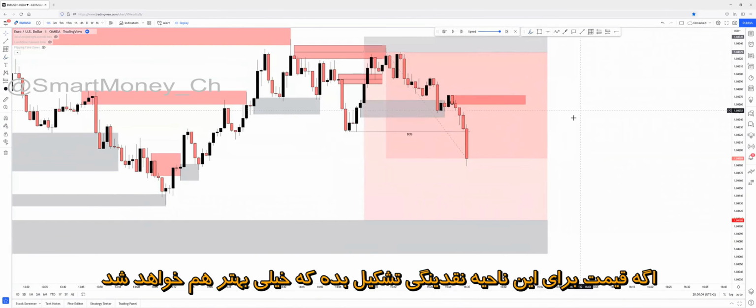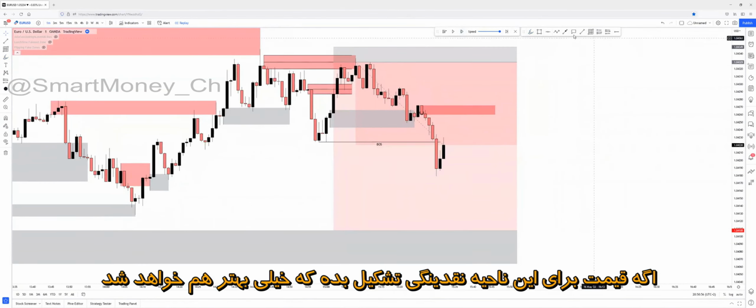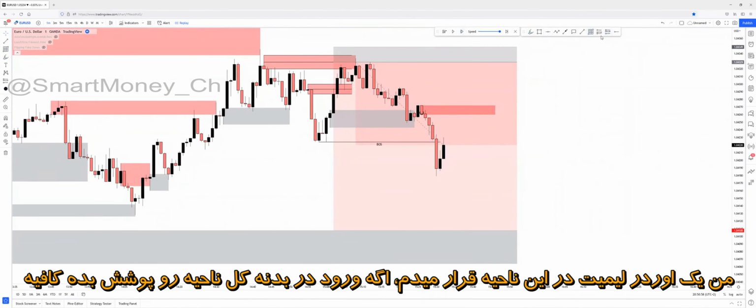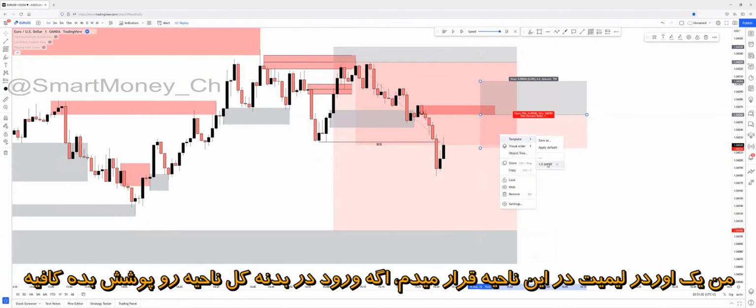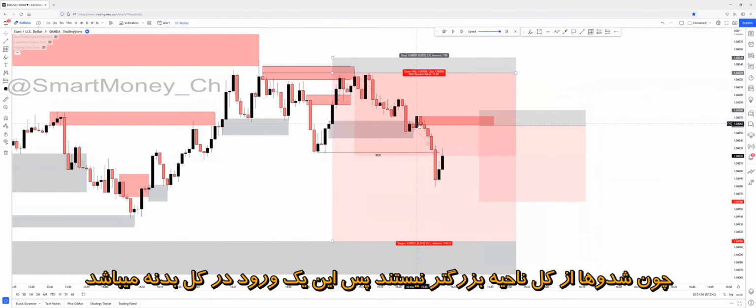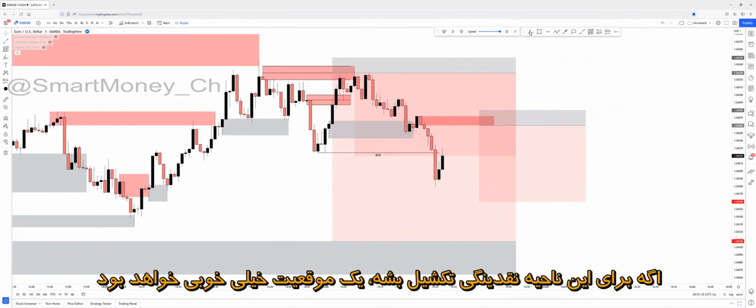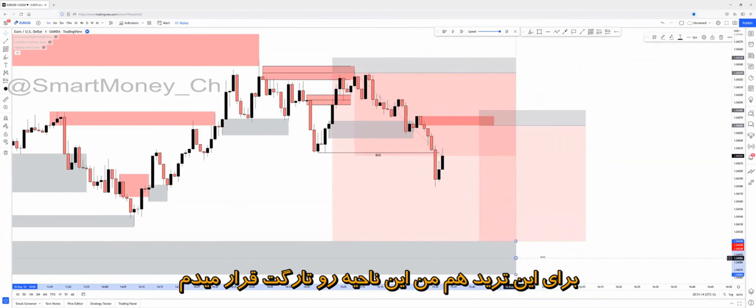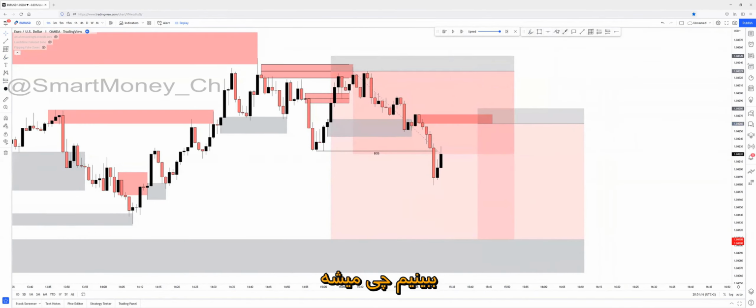If price creates liquidity for this zone, that will be even better. I will just set an entry limit order on this zone. If the full body can cover the whole zone, then it will be enough because the wicks aren't bigger than the whole zone. So this is a full body entry zone. If there will be liquidity for this zone, that will be a perfect opportunity. I will target this zone with this trade also. Let's see what happens.